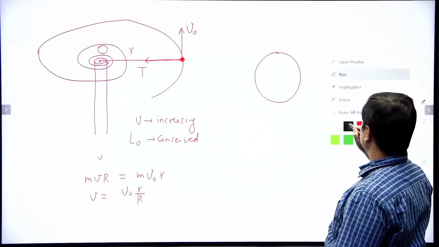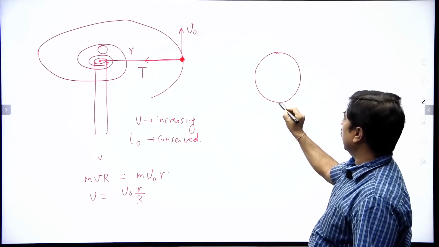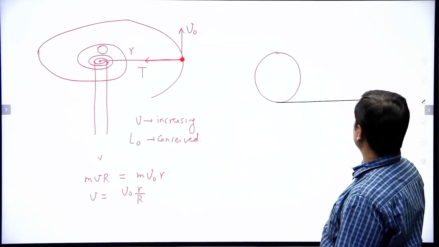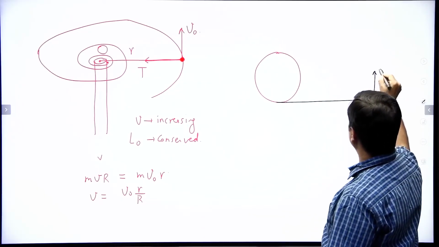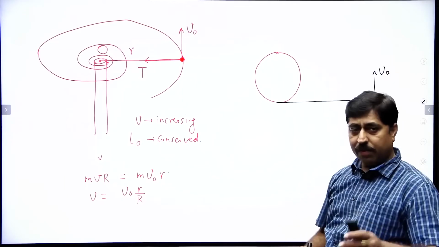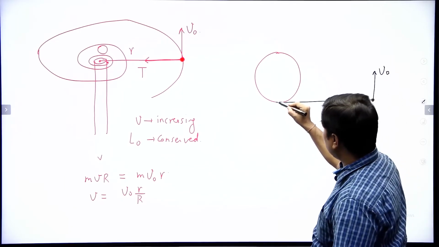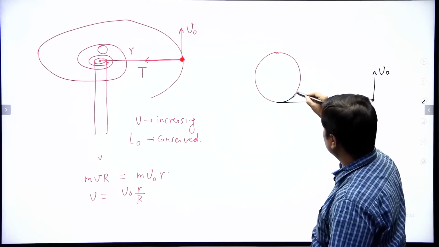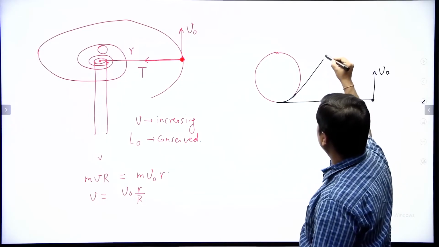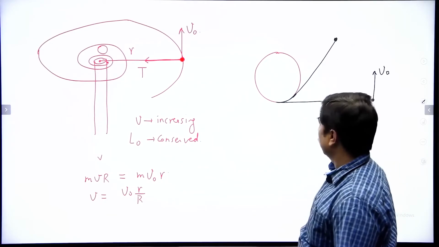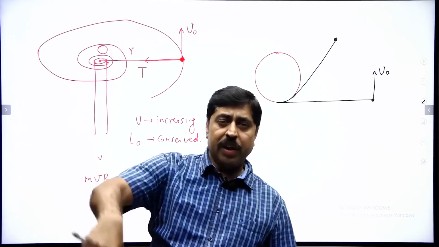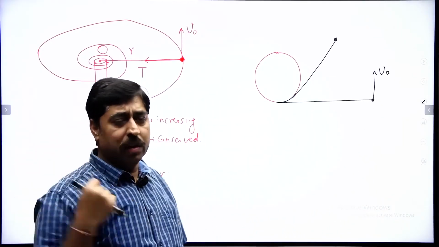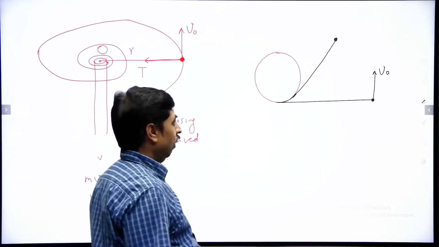Now look at the situation. The particle is somewhere here initially, let us say. It is moving at speed v0. After some time, the string wraps around this cylinder and the particle will be somewhere here, right? The string is just getting wound around that cylindrical pipe.